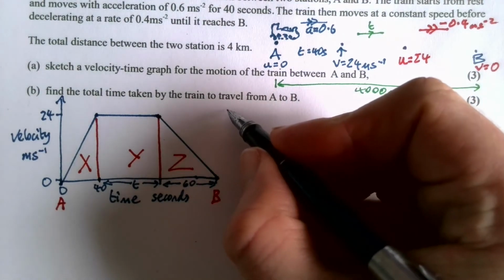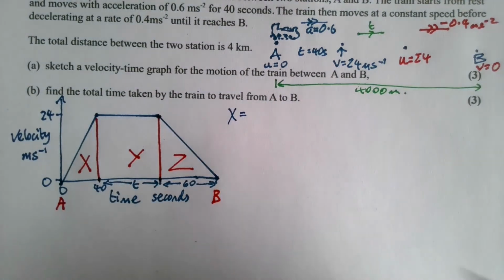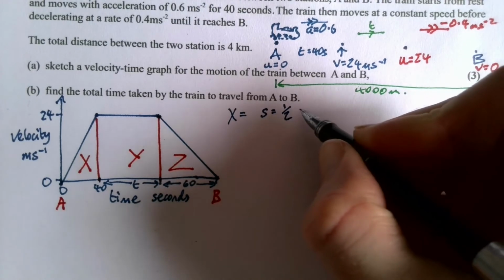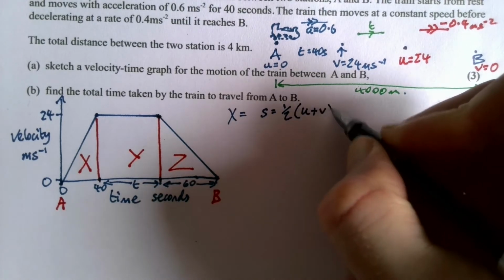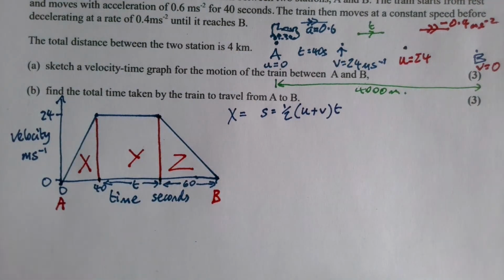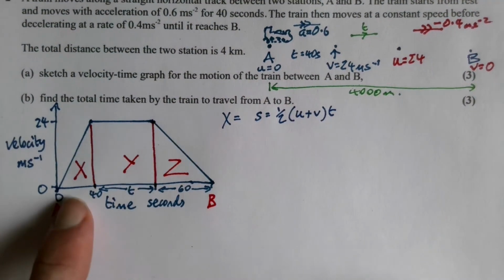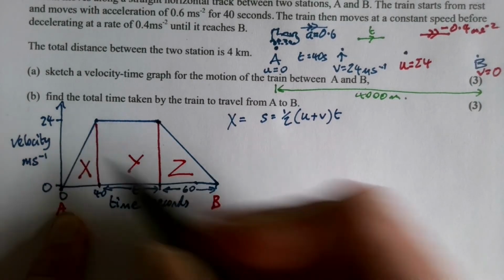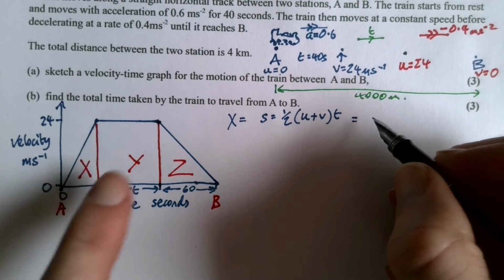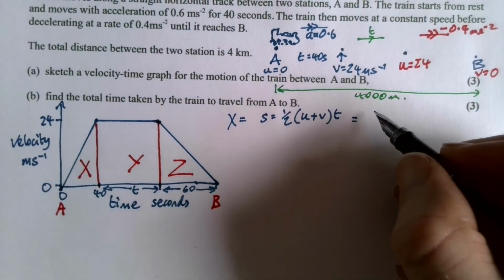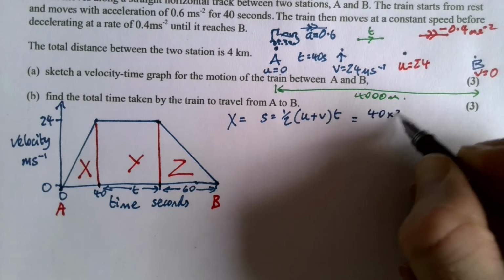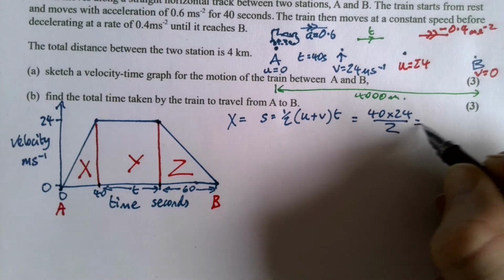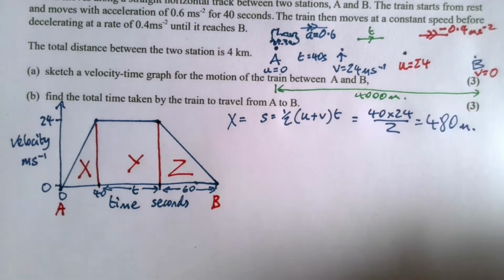So to start off with, we're going to do the distance x, and I'm just going to use s equals, now there's different ones you can, but I'm going to use s equals u plus v t. In fact, some people do this without even using the things, just looking at this and saying, right, well, this area is going to be 40 times 24 over 2, and that's your half that you've got there. So 40 times 24 divided by 2, which is 480 meters.